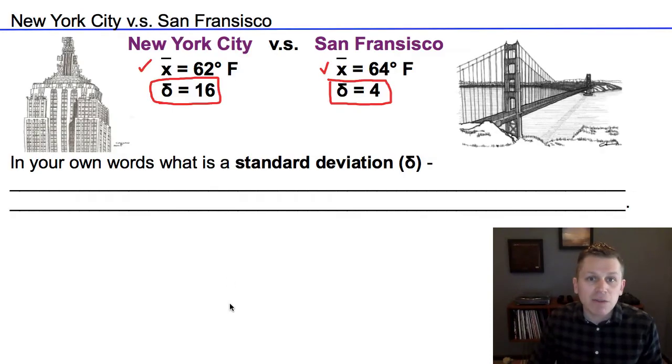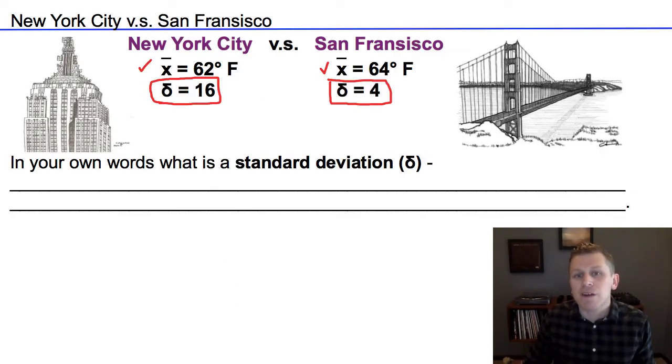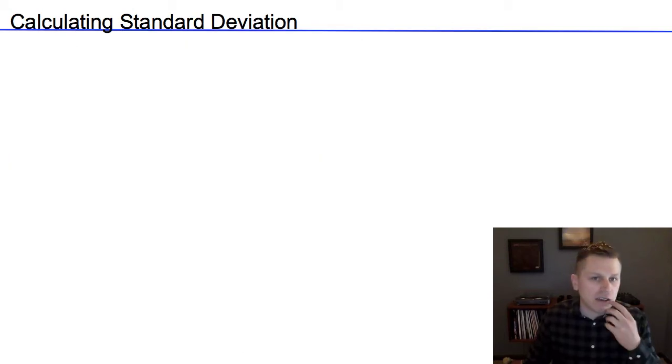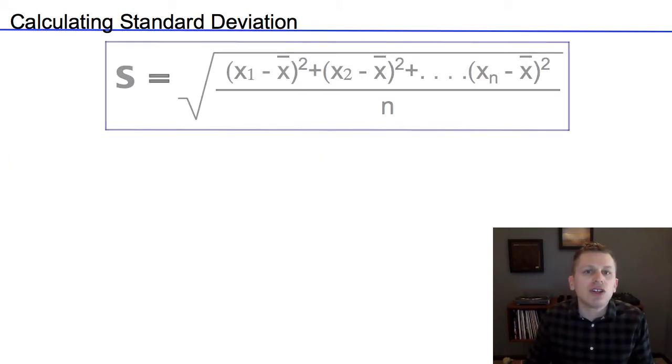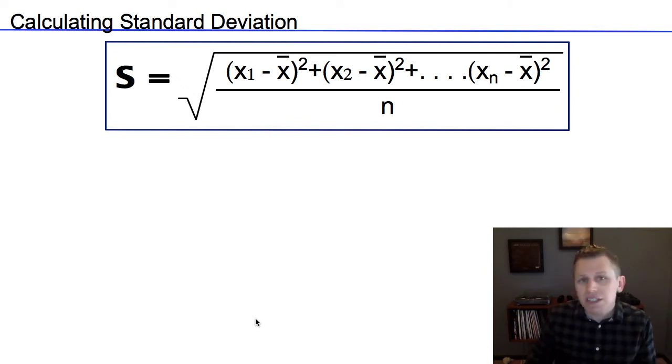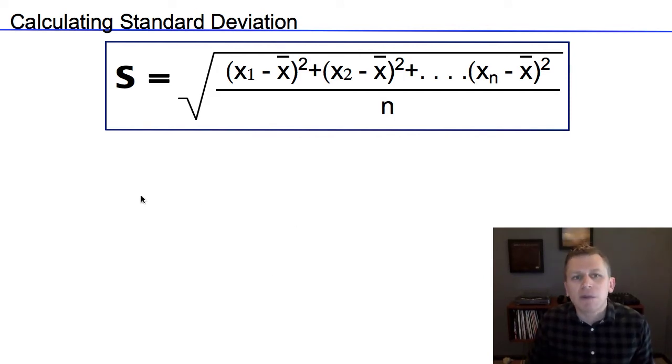When I got these numbers here of a standard deviation of 16 and 4, where did these numbers come from? Well, there are many ways to calculate standard deviation. One way is you could do it by hand. If you were in a statistics course, you would absolutely do this by hand. We're not going to do that in this course, but I will summarize what it means.